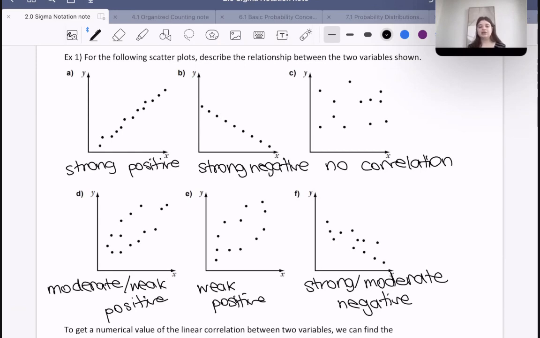So likely there's not really going to be any correlation with that. Now, what about a moderate positive or a weak positive? I'm going to lump these two together and give some examples. One example of this would be age versus height, right?